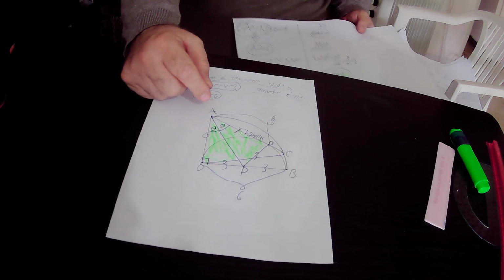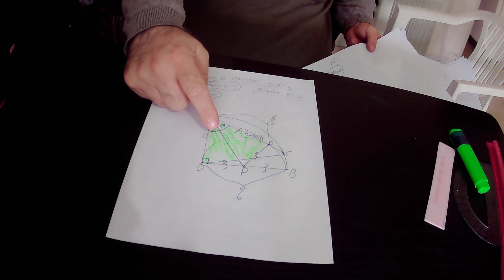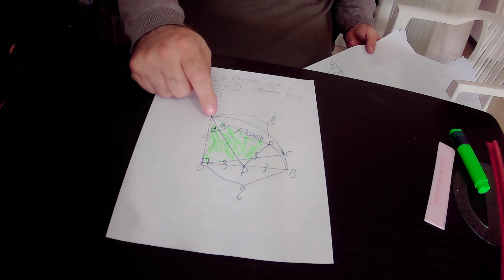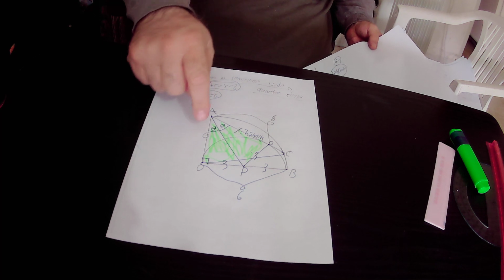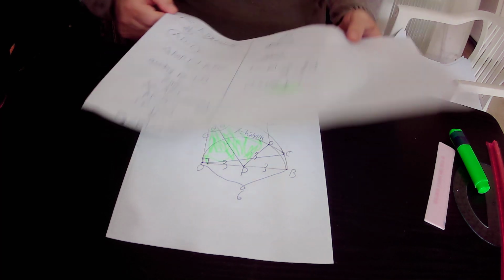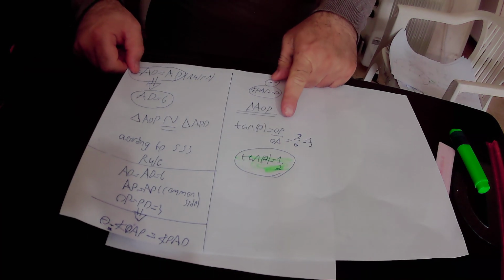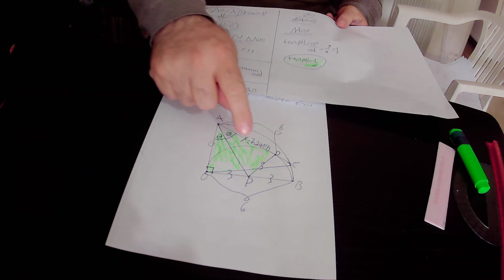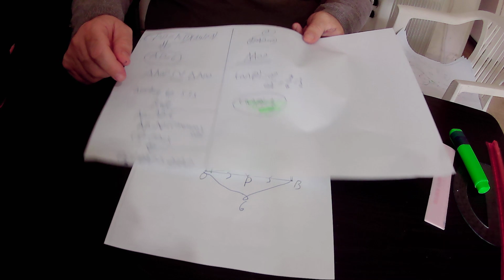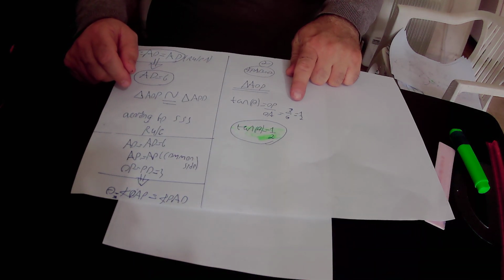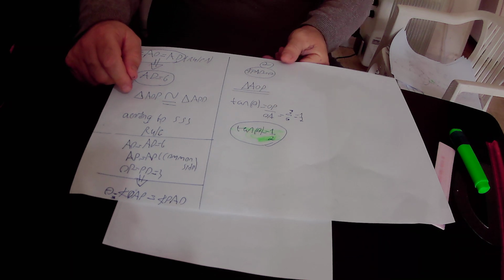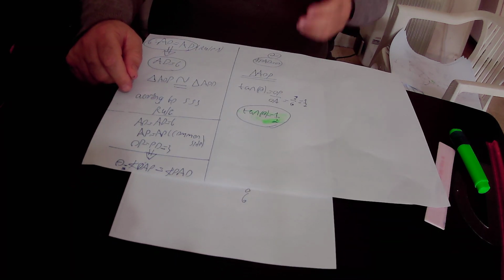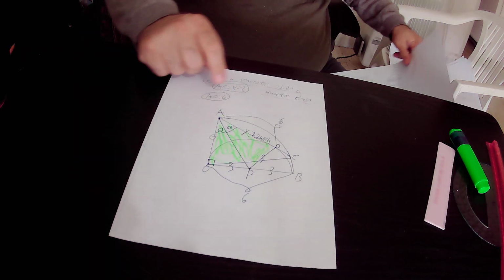Then we focused on triangle AOP, the right green triangle AOP. In the right triangle AOP, tangent theta equals OP over OA. OP equals 3 units, OA equals 6 units. So tangent theta equals 3 over 6, that is actually 1 over 2. So we found that tangent theta equals 1 half.